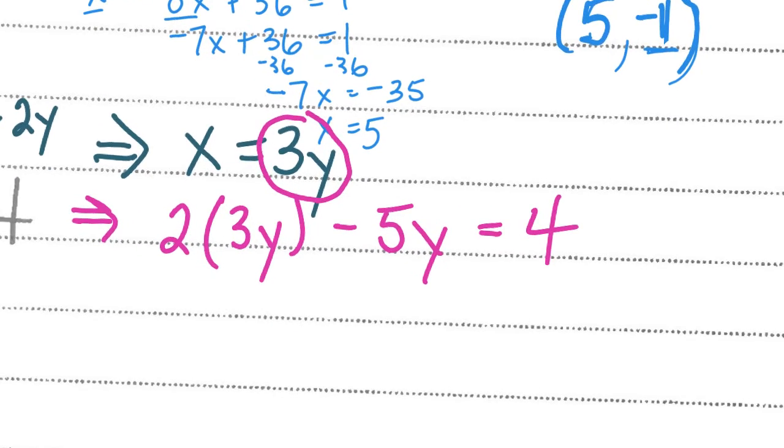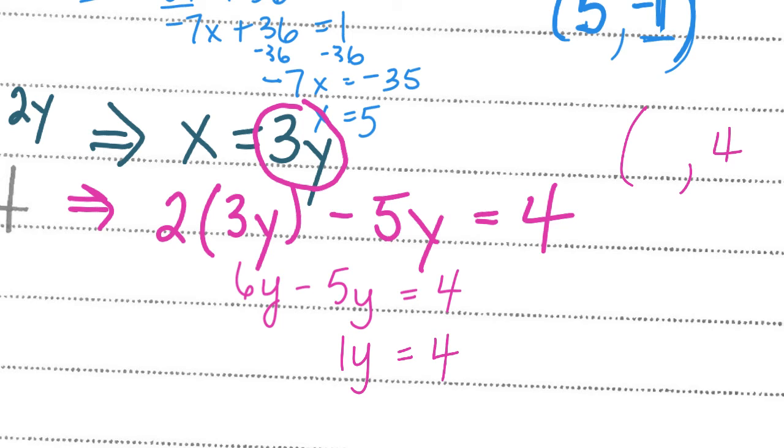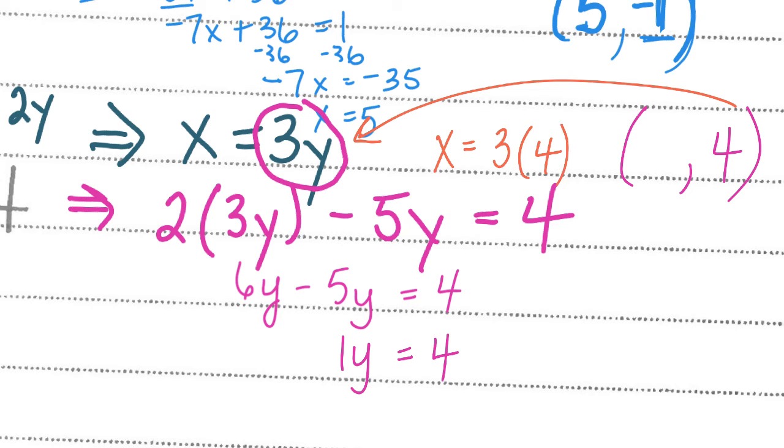2 times 3y is 6y. 6y minus 5y is equal to 4. 1y is equal to 4. So I found my y, 4. I can take that 4 and plug it right back in for the y. x is equal to 3 times 4, so it looks like x is 12 here, and y is 4.